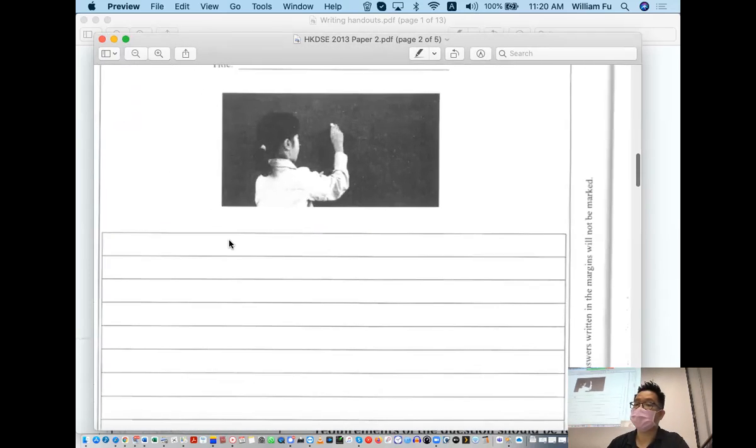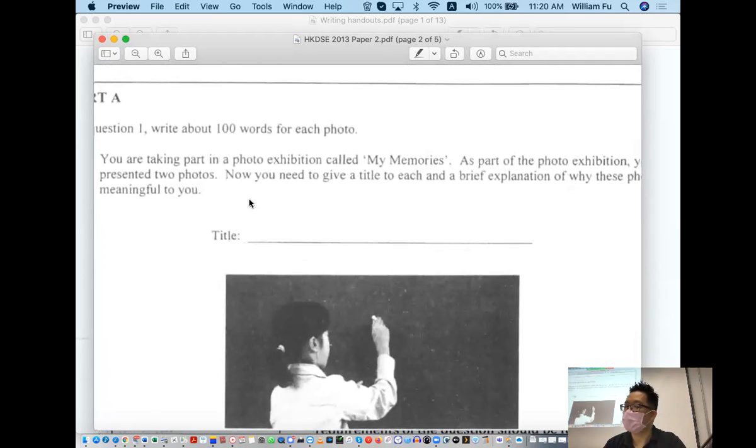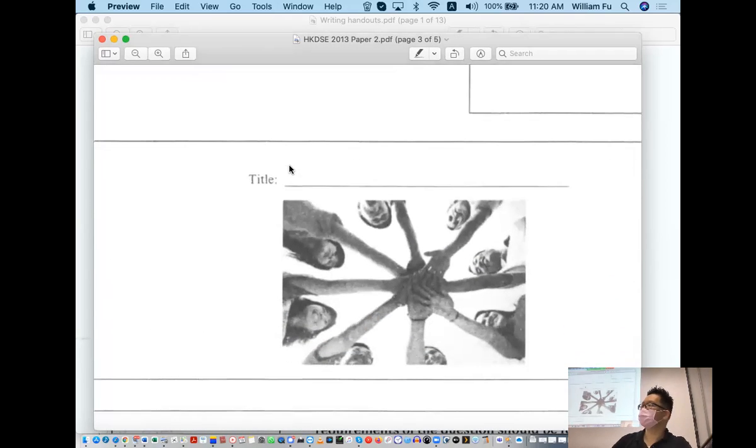And then the description. Remember, you have to think carefully about the topic. A photo exhibition with 2 photos representing you. Why did you choose this? Understand? And then the second photo is this. And nothing more, just this. You have to write 200 words. Is it easy? No, for this Part A. So 100 words for each photo.